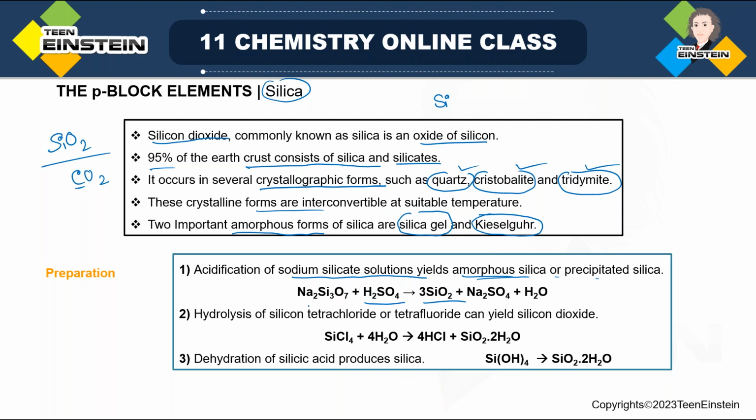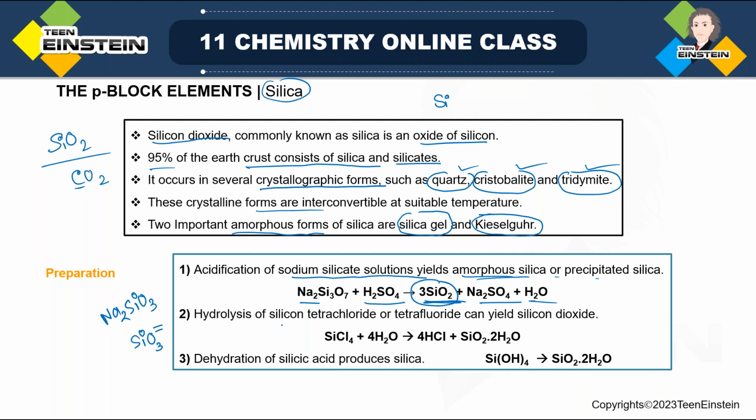Sodium silicate can be written as Na2Si3O7, though you can also have another formula, Na2SiO3. This is also called silicate, because SiO3 has two negative charges. If you consider the Si3O7 anion, it also has two negative charges, and in both cases it is balanced by 2 sodium plus. On the right-hand side we get SiO2, silica, then sodium sulfate and H2O, but silica is the actual compound we are trying to make.